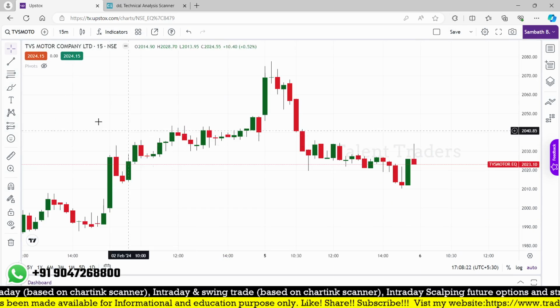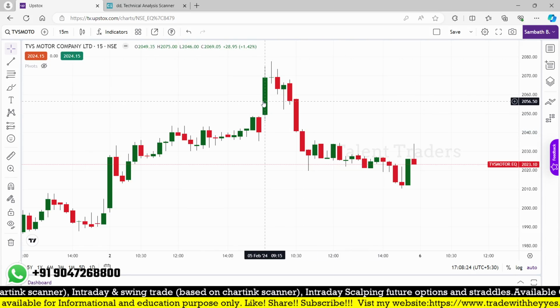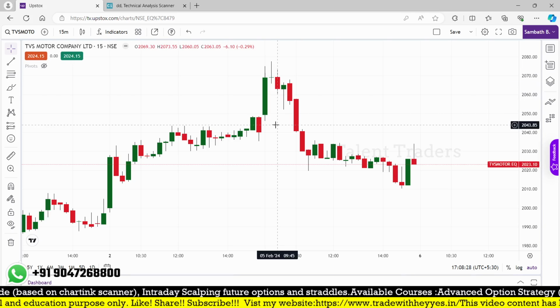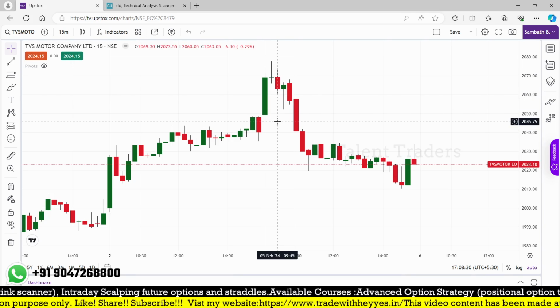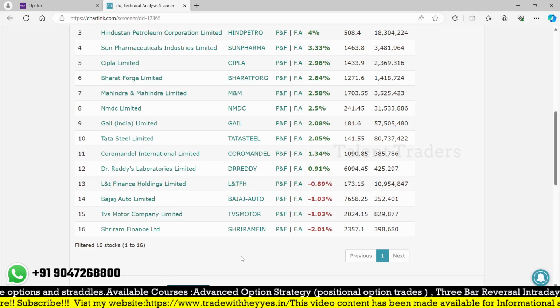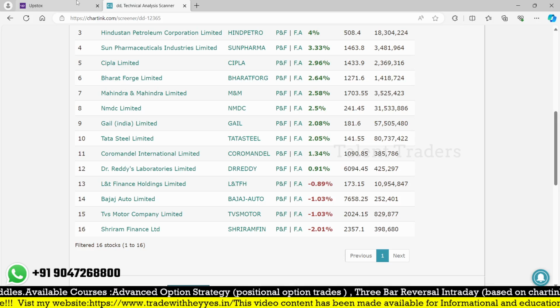So what's happening in TVS Motor? Here in this case, it may be triggering your stop loss. Maybe that past 15 minutes high is broken on the next candle, 2075 and 2045. That stop loss got triggered. So this is a bottom stock, and Bajaj Auto is the third one.